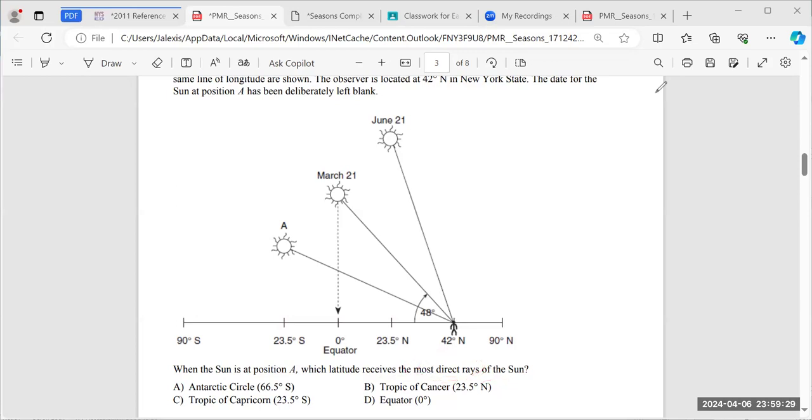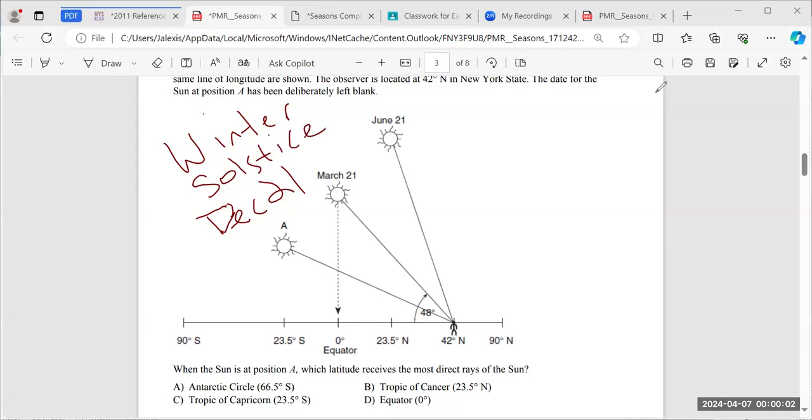So this person is at 42 degrees north in New York State, right? The sun has the highest solar noon on June 21st, right? And it has the lowest solar noon on which date? Do you remember? December 21st. What is the name of this date? Otherwise known as the winter solstice.